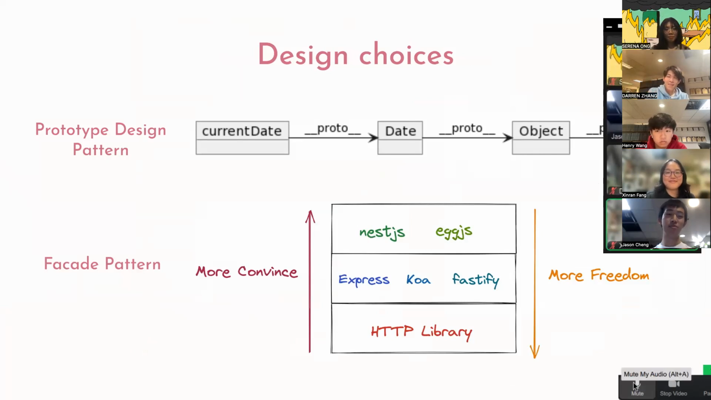For design patterns, we use 2 major patterns. First of all is the prototype design pattern. In JavaScript, every object is a prototype of another. And second of all is the facade pattern, where we use higher level libraries such as Express and Nest.js to abstract over lower level libraries such as HTTP.